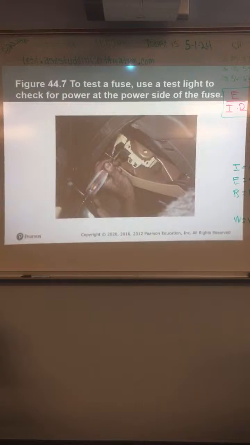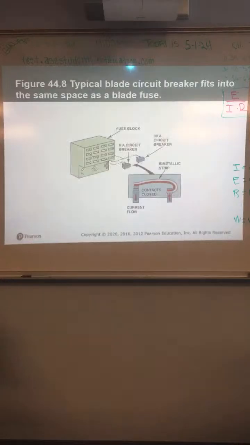To test a fuse, we will do that, okay? Put the alligator clip on your test light to a ground and then just poke the test terminal.